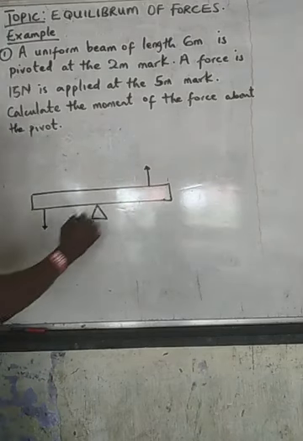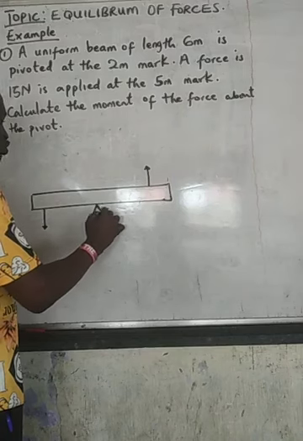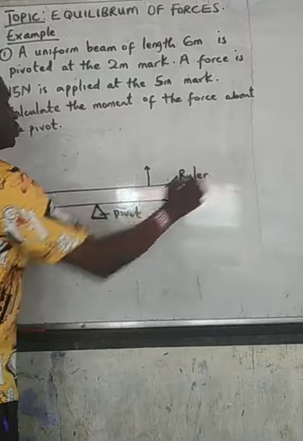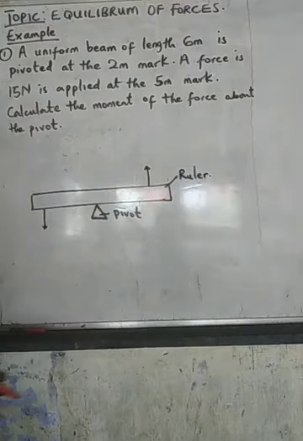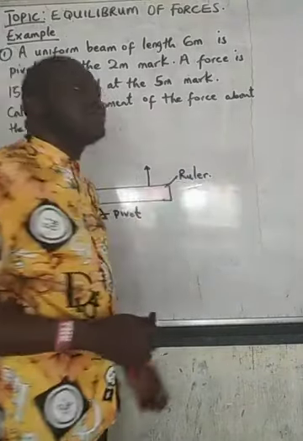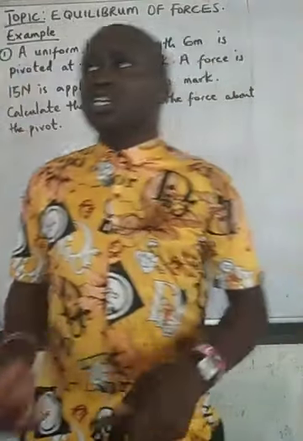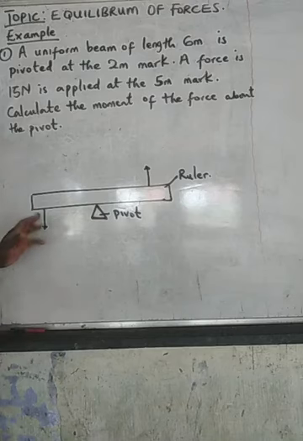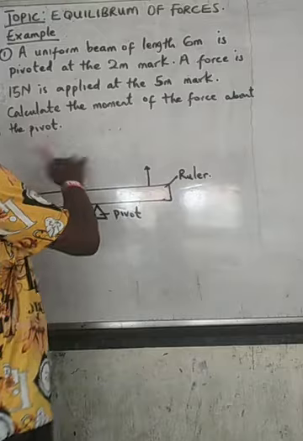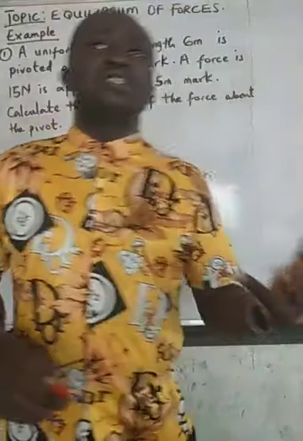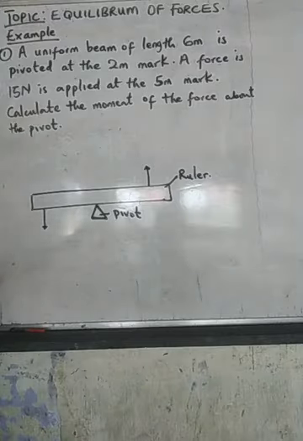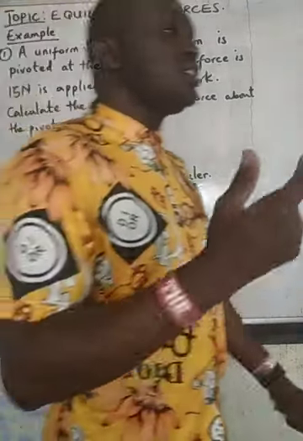So we need to take note. Again, this object placed here is what's called a pivot, and this is the ruler. Under equilibrium, we have two main types. I believe you understood what equilibrium of forces is: the net force acting on it must be equal to 0. So under this equilibrium, we have two types. We have static equilibrium and dynamic equilibrium.